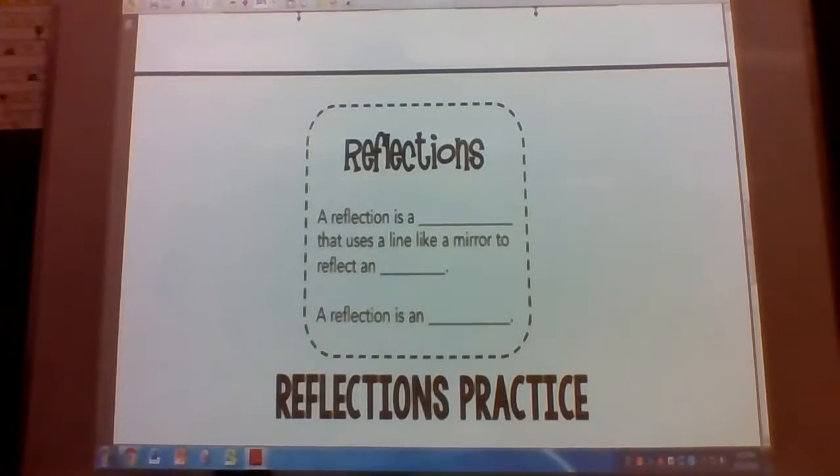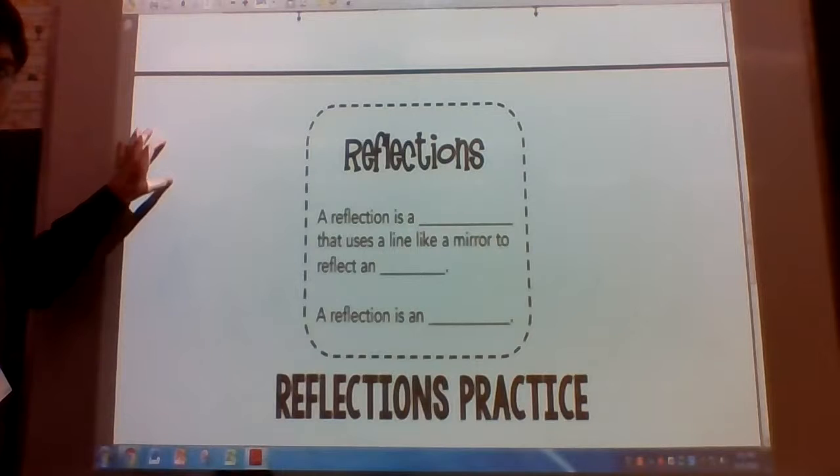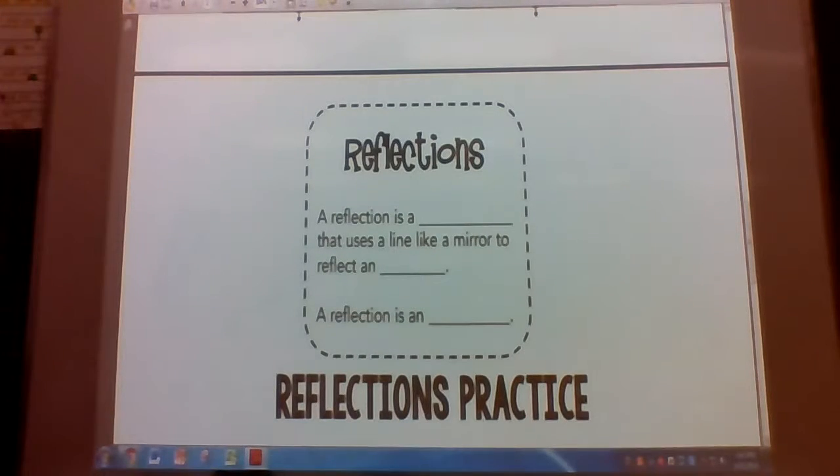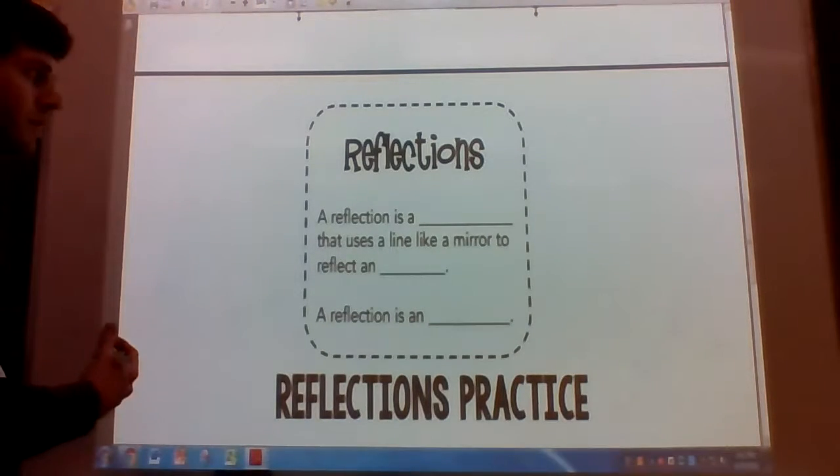Okay, so these are the notes on reflections. Reflections are the second type of transformation we are talking about. The first type of transformation was translations. Translations move the figure vertically or horizontally, or a combination of both. Reflections are the second type.